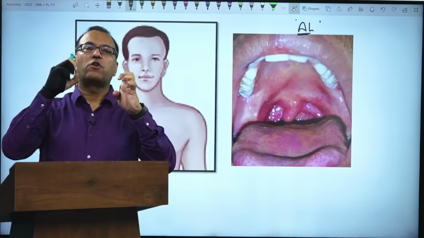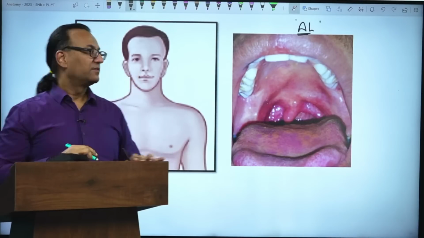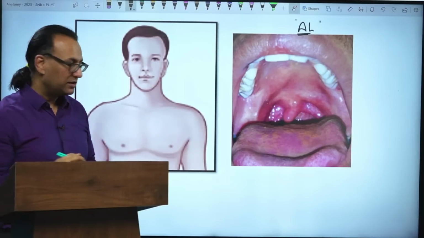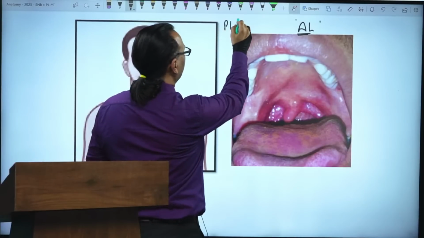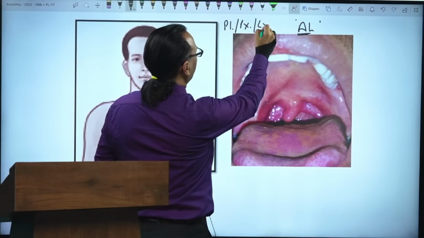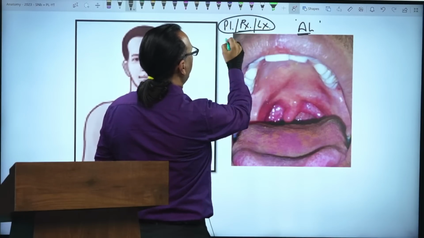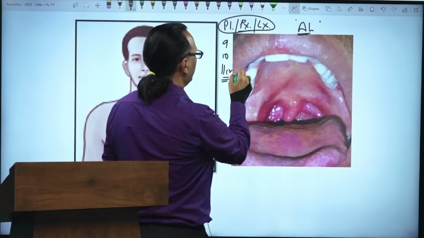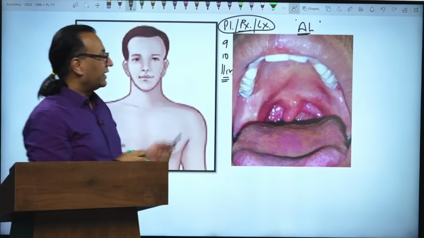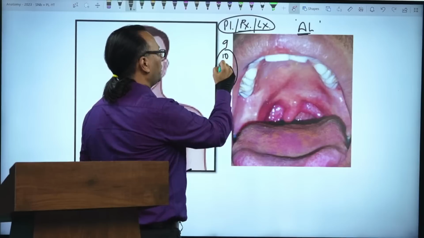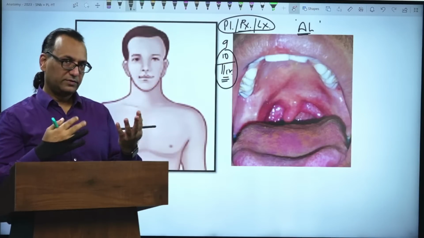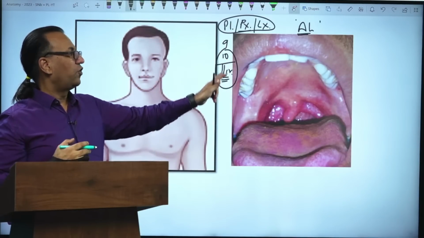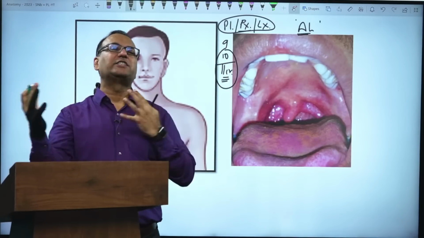Palatal muscles should contract. And who is supplying palatal muscles? The muscles of palate, pharynx and larynx are supplied by the nerves number 9, 10, 11, specifically cranial 11. But then cranial 11 requires the 10th nerve to carry the fibers. The fibers of the 11th nerve go with the 10th nerve. That is why it is called the vagus accessory complex.